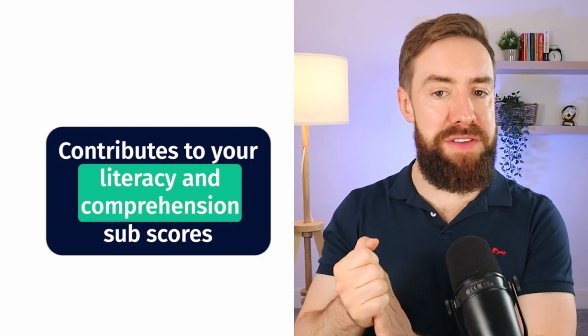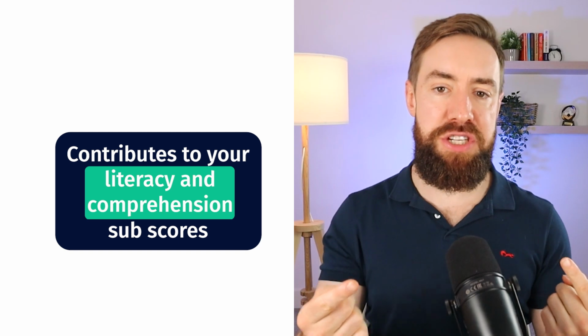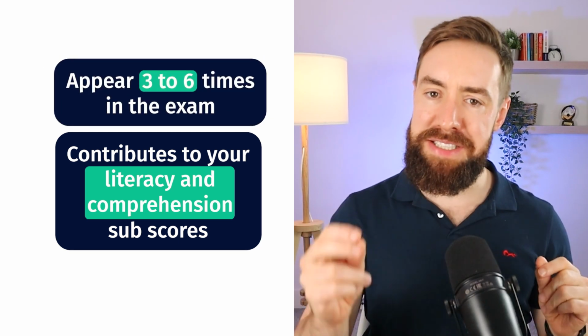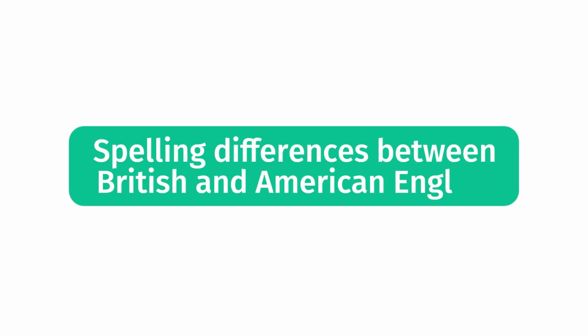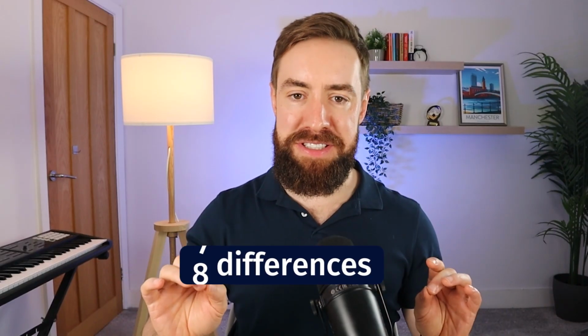Read and complete also gives you points for literacy and comprehension, and it comes between 3 and 6 times in the exam. So that's our quick review of the questions. Let's get started with those spelling differences. We're looking at 8 differences in all, and I think number 7 is one that you'll already know. So let's find out when we get there if it's already familiar to you.